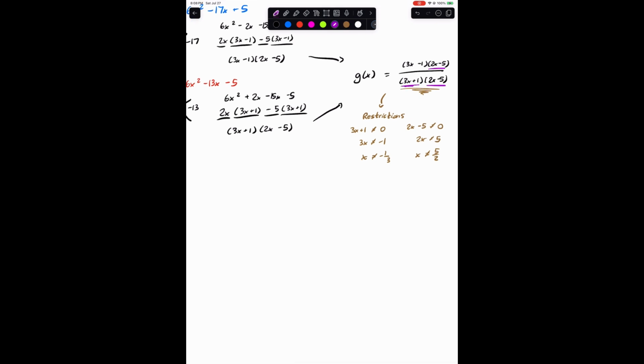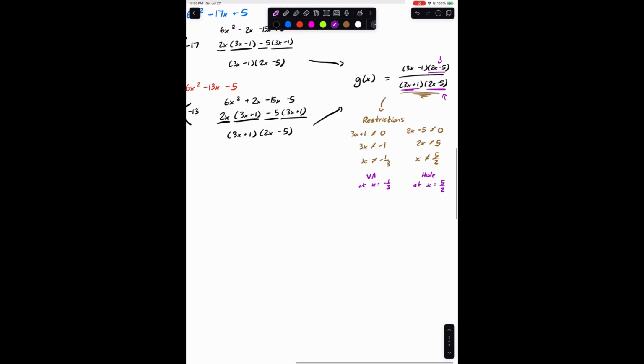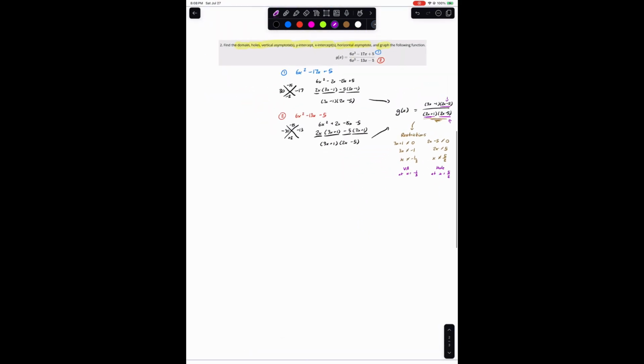Now, this 3x plus 1 is by itself. There's no 3x plus 1 on top. So this is a vertical asymptote at x equals negative 1/3. But now for this one, the 2x minus 5, it appears top and bottom. This will be our hole at x equals 5 halves. And in fact, we'll have to solve for this. So we'll have to plug that in.